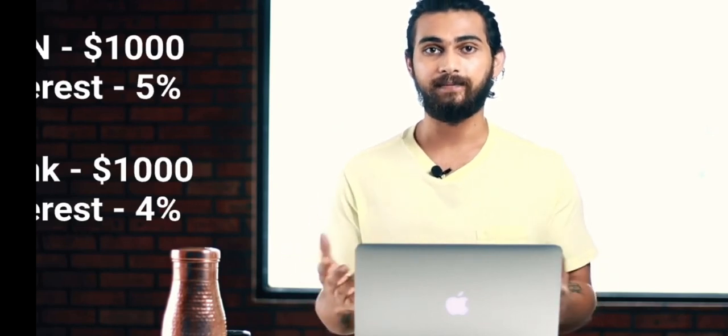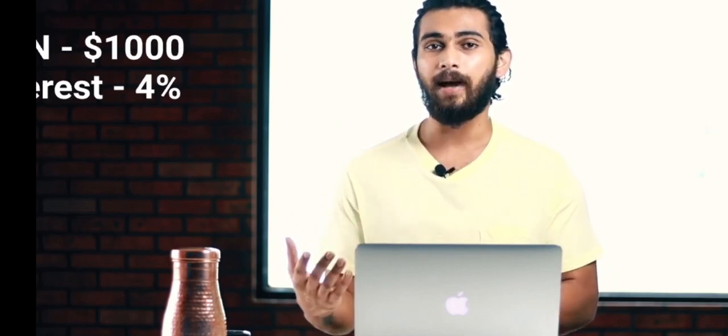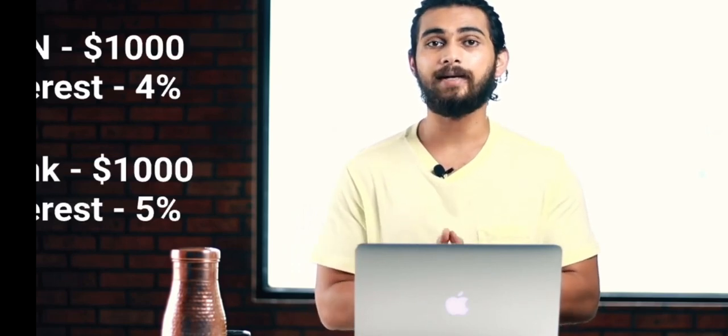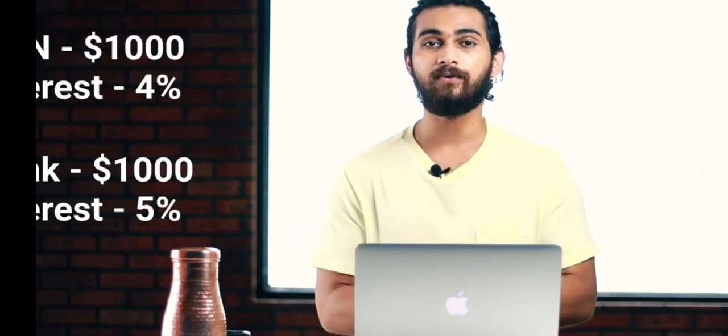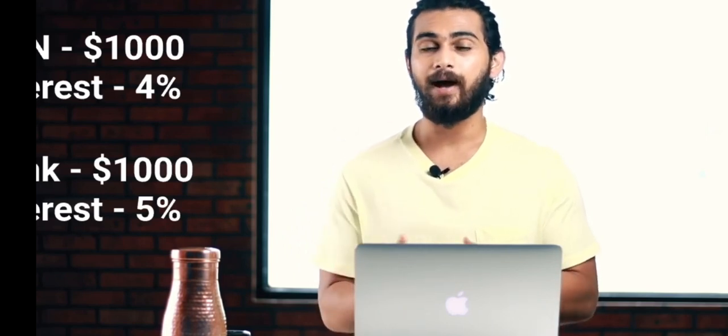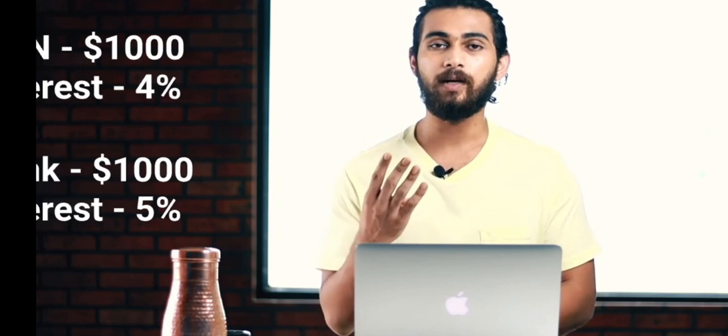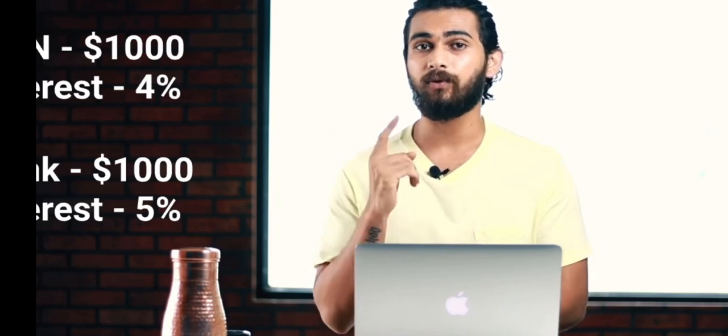Now suppose Dan gave you a $1,000 loan at a rate of 4%, and you deposited that money into your bank, and your bank gave you an interest of 5%. So in this scenario, you will receive 5% interest from the bank, out of which you will give 4% to Dan, and you will be left with 1%. So the swap fee works in the same way.